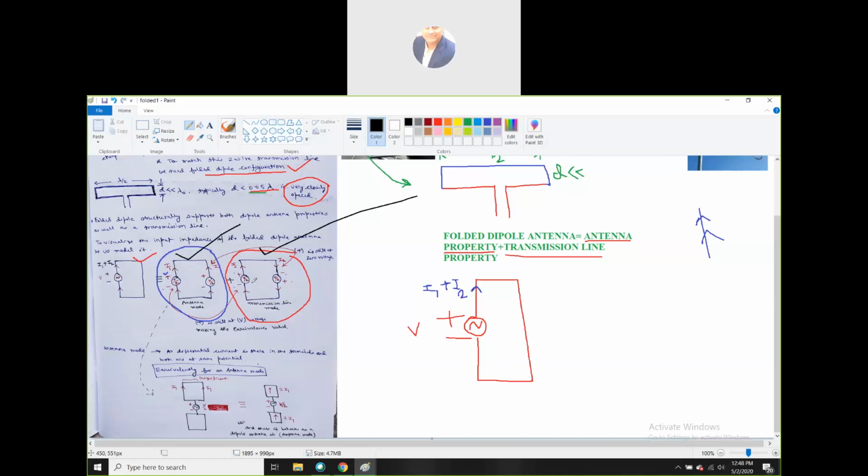But in the syllabus there is no need to go for a lengthy derivation and so on. So we will stick to our syllabus. We will just talk of antenna mode.